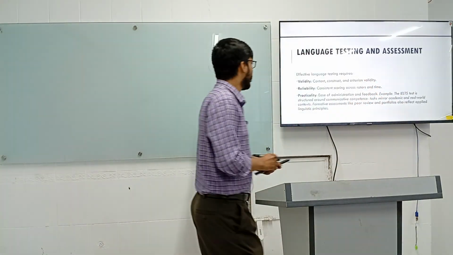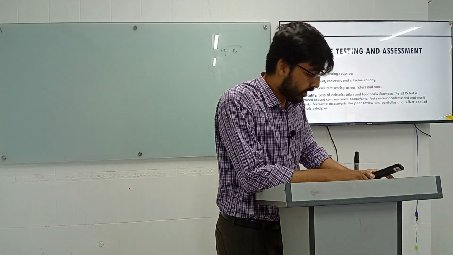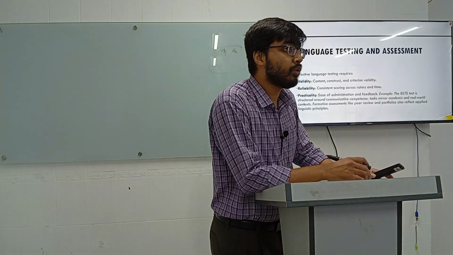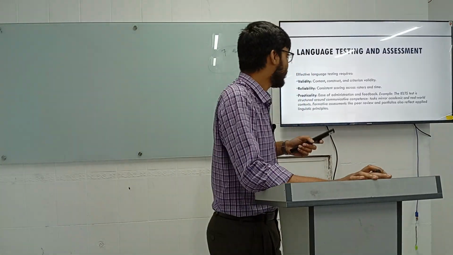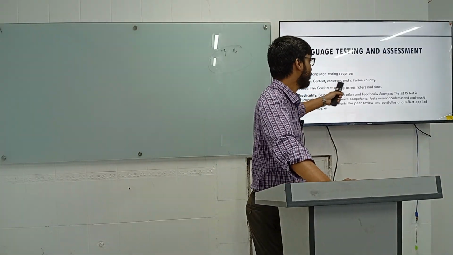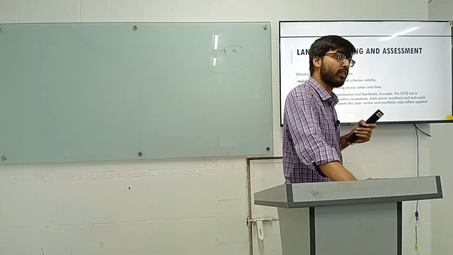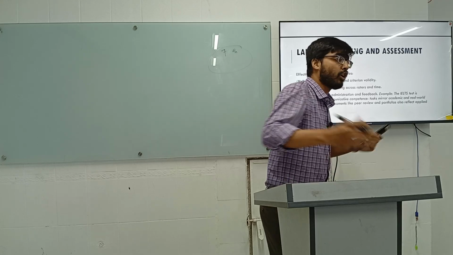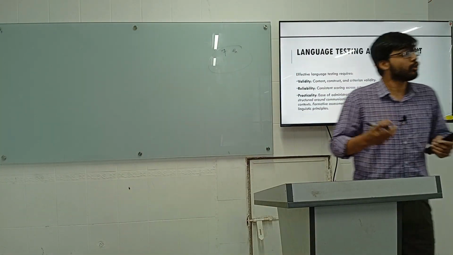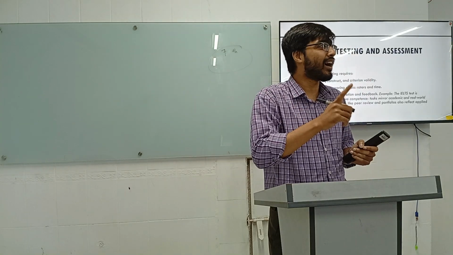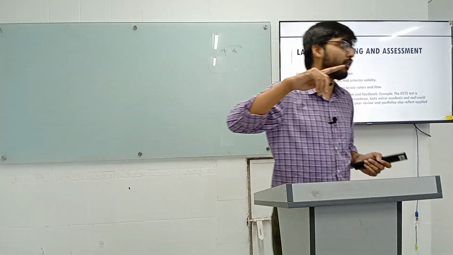But first things first. Validity: content, construct, and criterion validity. That means, in order to pass the criteria of validity, an exam should be content-driven, construct-driven, and criterion-driven. That means the content of that exam should be taught first. And the construct, that means the construction of that question, should come from the classroom. That is why I constantly say this thing is very important for your midterm, this thing is very important for your finals.